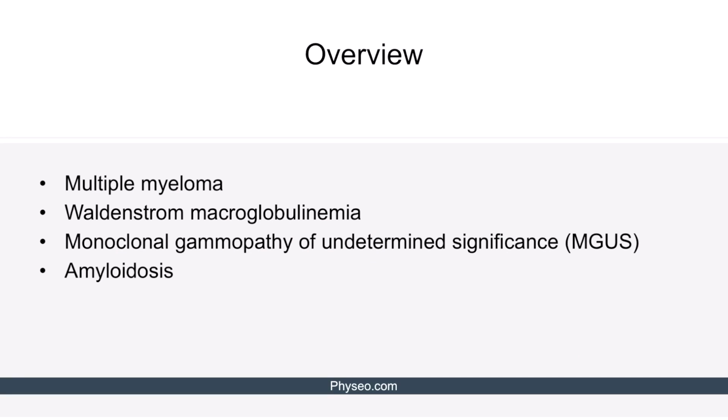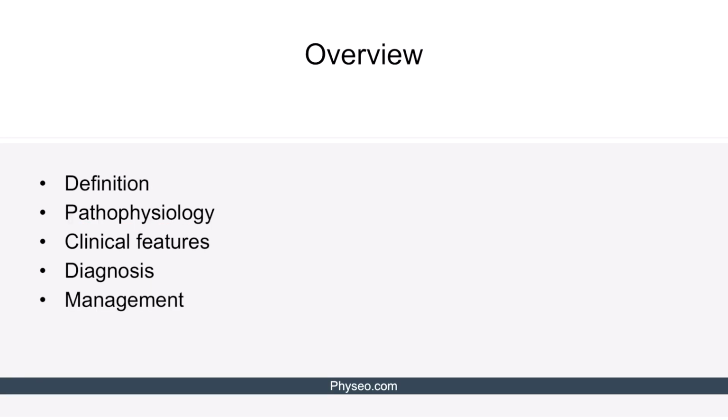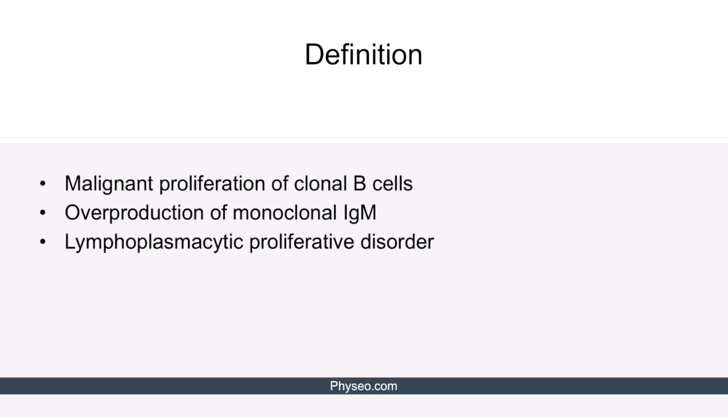All right, now let's move on to our second condition here, which is Waldenstrom macroglobulinemia. Again, we'll discuss the definition, pathophysiology, clinical features, diagnosis, and management. So, beginning with the definition, Waldenstrom macroglobulinemia is defined as a malignant proliferation of clonal B cells, which leads to the overproduction of monoclonal IgM. It can also be called lymphoplasmacytic proliferative disorder.